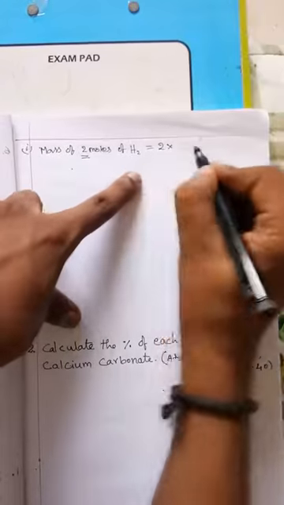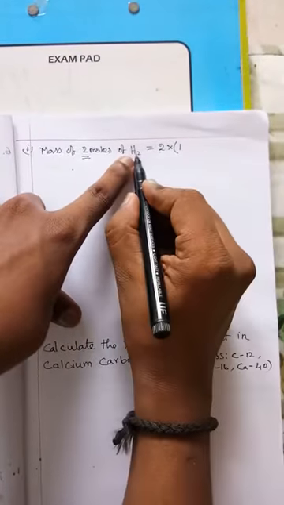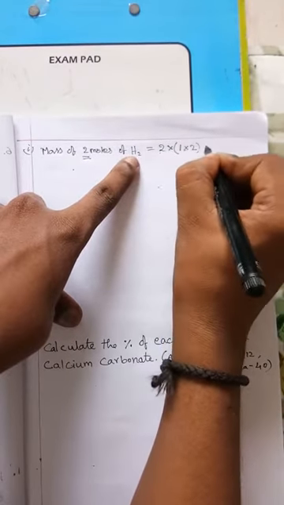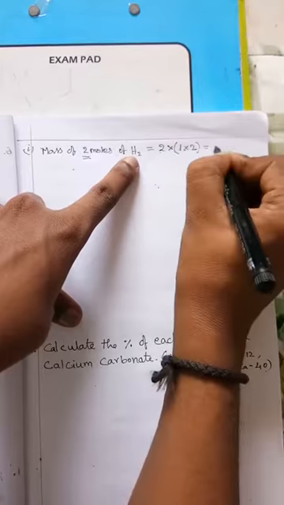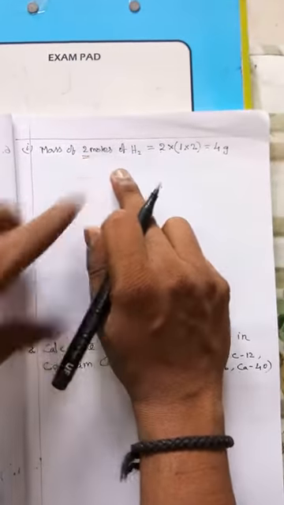So finally you take it like this. First 2 moles, into the hydrogen value, 1, the atomic mass. How many hydrogen atoms are there? 2 hydrogen. So 1 into 2 is 2, and 2 into 2 is 4. So totally 4 gram of hydrogen is present in 2 moles.